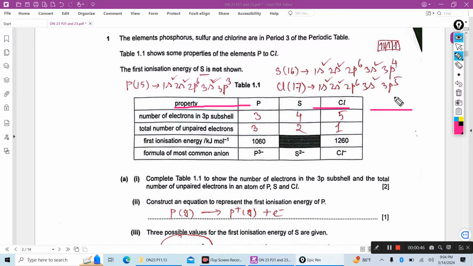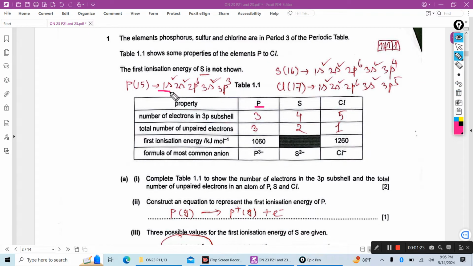Number 1. The elements phosphorus, sulfur and chlorine are in period 3 of the periodic table. Table 1.1 shows some properties of the elements phosphorus to chlorine. The first ionization energy of sulfur is shown, and these are the properties of phosphorus, sulfur, chlorine. So now we are asking the number of electrons in the 3p subshell.